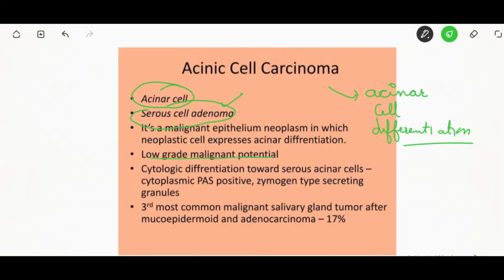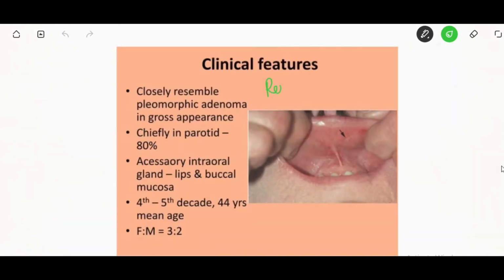It is the third most common malignant salivary gland tumor after the mucoepidermoid carcinoma and adenocarcinoma. By conventional use, the term acinic cell carcinoma is defined by neoplastic differentiation toward the serous acinar cells, whose characteristic feature is cytoplasmic, positive, zymogen type secretory granules. So these are the acinic cell carcinoma.